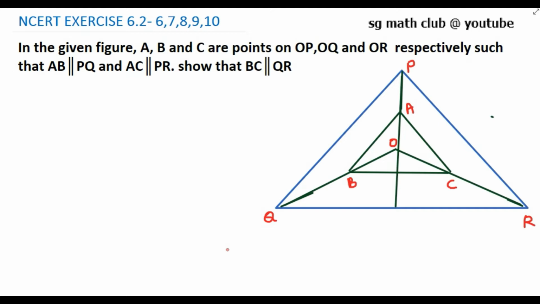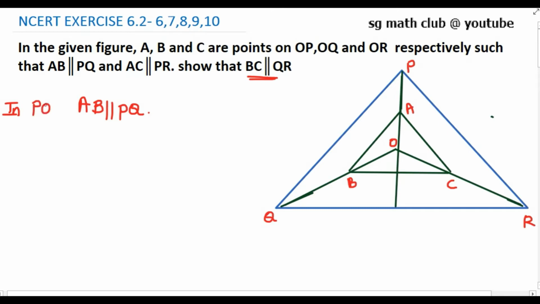The first question: in the given figure, A, B and C are points on OP, OQ and OR respectively such that AB is parallel to PQ and AC is parallel to PR. We need to show BC is parallel to QR. They have given AB is parallel to PQ, so find the triangle in which AB is parallel to PQ. We can see that it is in triangle POQ.